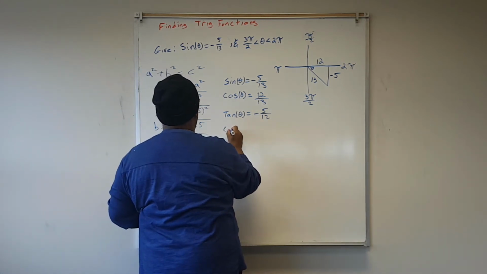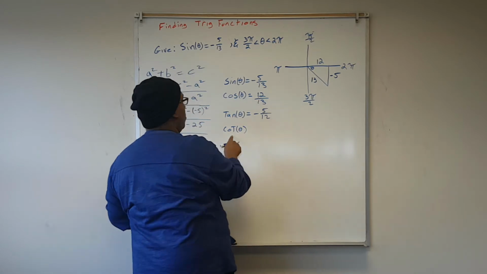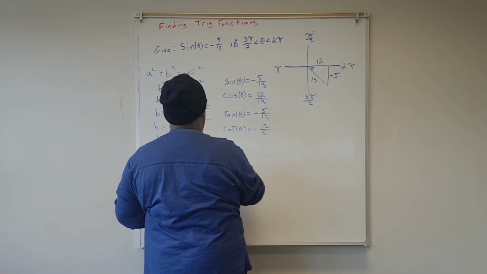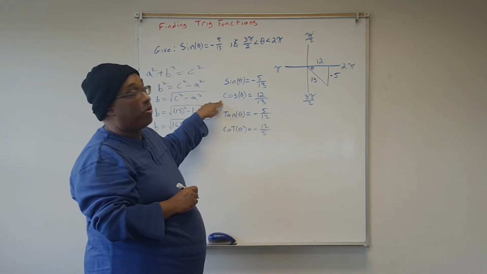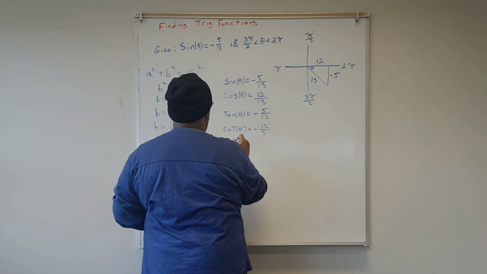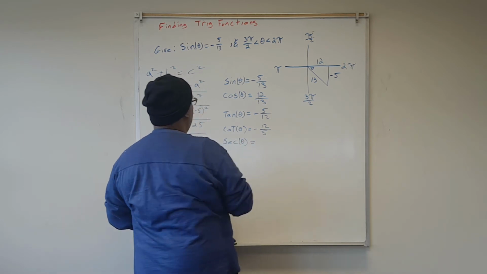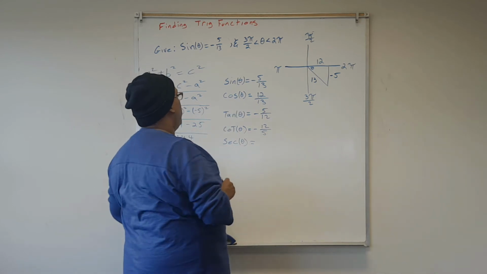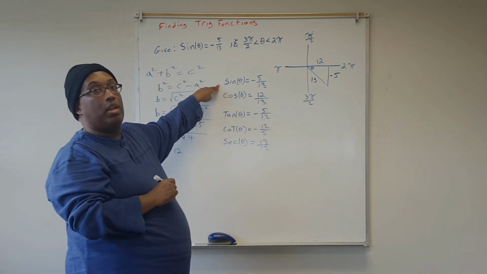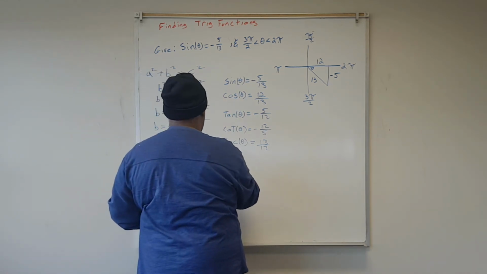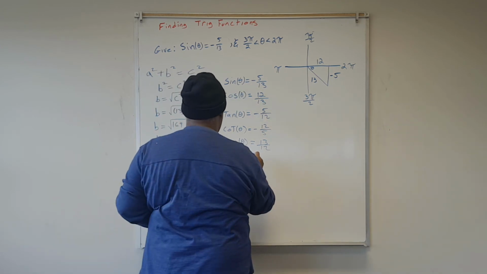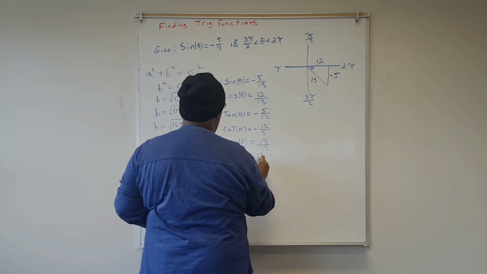Now that we have these three, we can find the remaining three by saying the one that corresponds to tangent is cotangent. So cotangent theta would be equal to negative 12/5. The one that corresponds to cosine is going to be secant. Secant of theta is going to be 13/12. And the one that corresponds to sine is cosecant. And that will be negative 13/5.